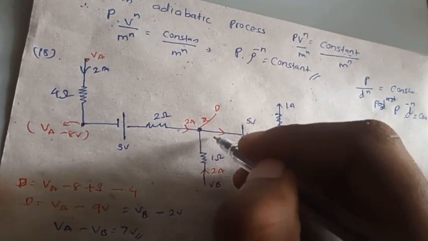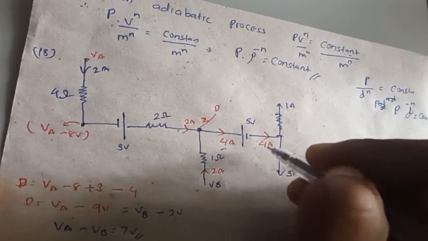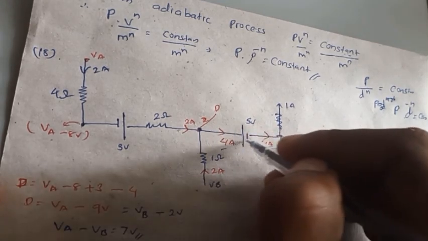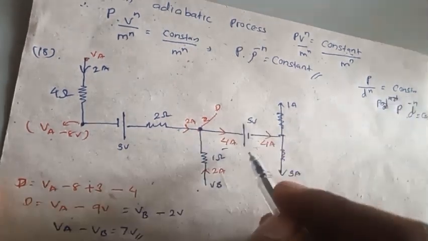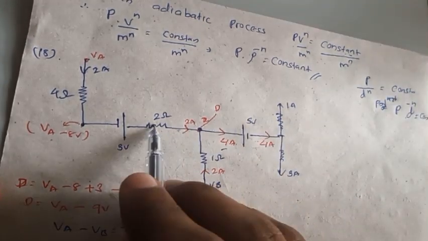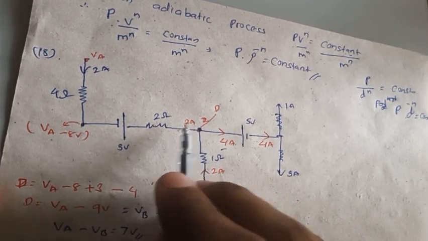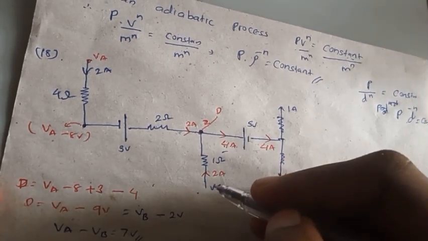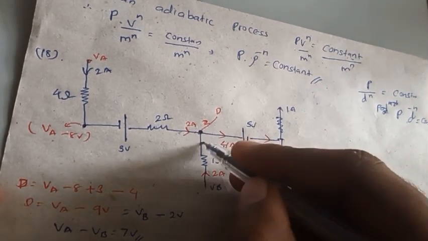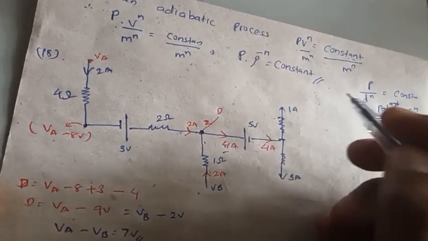So that 4 ampere current is supposed to be along here. This 4 ampere current divides into 3 ampere as well as 1 ampere, right? Now you know that there's actually a 2 ampere current which was initially here. So how can it multiply to 4? There has to be a 2 ampere current passing through this. So that's going to be our idea.